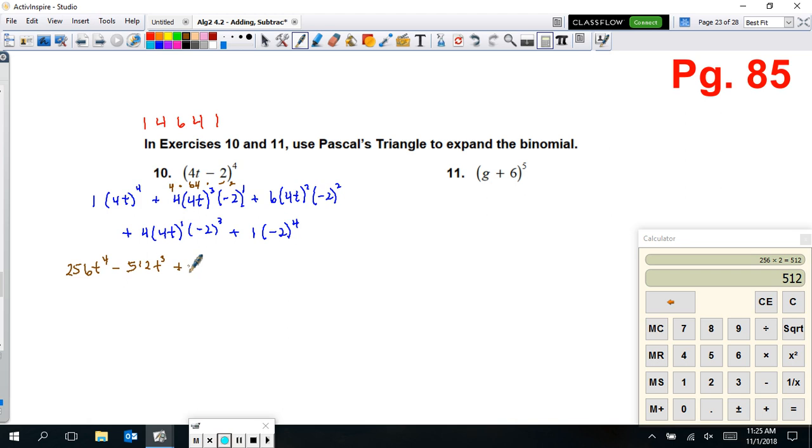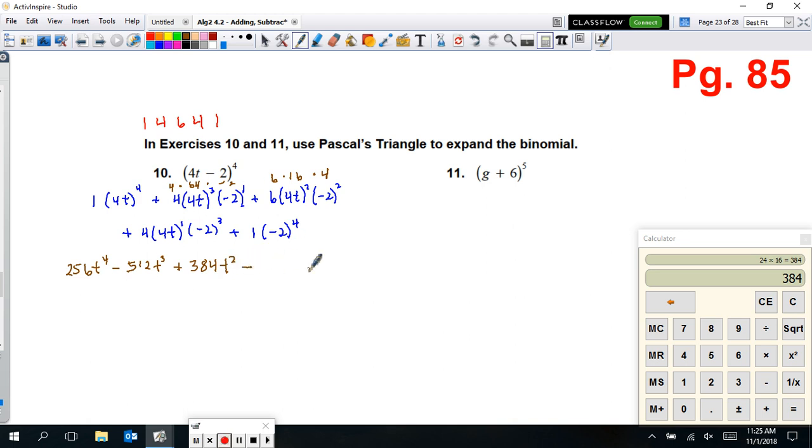Next one should be positive. I can even just put the positive down, and the sign will alternate. So I'm going to have my 6 from the Pascal number, 4 squared is 16 from that A term. This is going to become a positive 4, negative 2 squared. So I multiply all that out. Let's clear this here. So I know 6 times 4 is 24, so I'll say 24 times 16. And that will give me my number. So that's going to be 384, and it's going to be t squared.